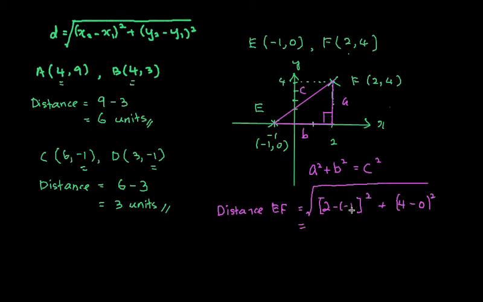So here, negative minus negative becomes positive, you will get 3 squared. 4 squared, I write 4 squared first. It will be 9 plus 16, square root.